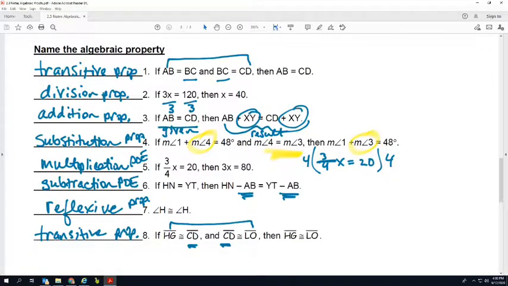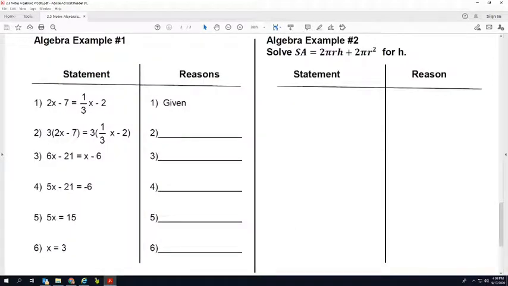All right, let's do some more. We're setting you up with proofs with algebra because you're used to doing algebra. So we thought it would be a good way for you to kind of ease your way into it. So we've got an example here of an algebra problem that you would want to solve for x.